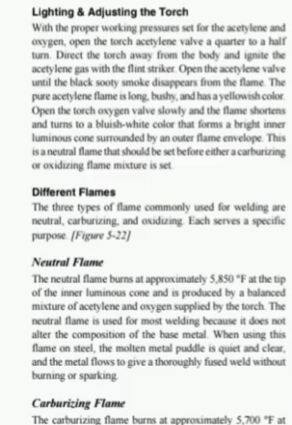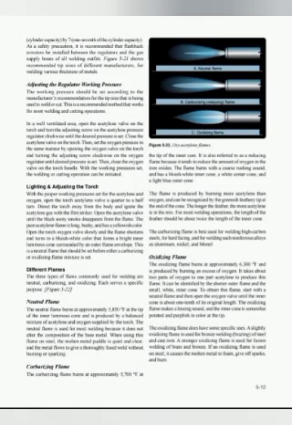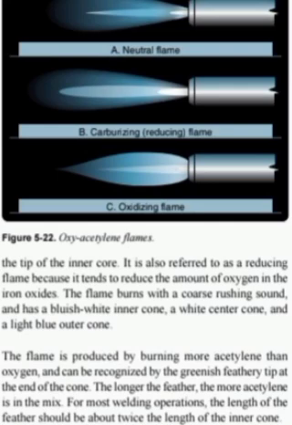Carburizing flame. The carburizing flame burns at approximately 5,700 degrees Fahrenheit at the tip of the inner cone. It is also referred to as a reducing flame because it tends to reduce the amount of oxygen in the iron oxides. The flame burns with a coarse rushing sound and has a bluish-white inner cone, a white central cone, and a light blue outer cone. The flame is produced by burning more acetylene than oxygen and can be recognized by the greenish feathery tip at the end of the cone.